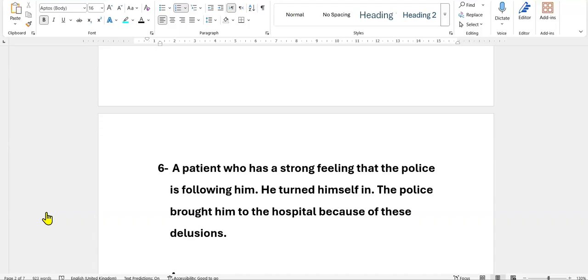Hallucinations means the patient can feel, can see, can hear things that others cannot. Delusions means that the patient has thoughts in his mind. He doesn't feel or see or hear. He just has thoughts in his mind, and he believes that these thoughts are real.